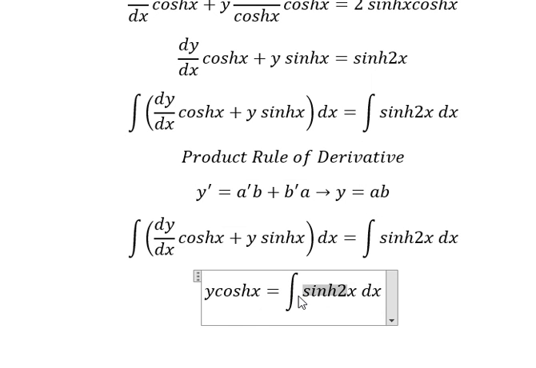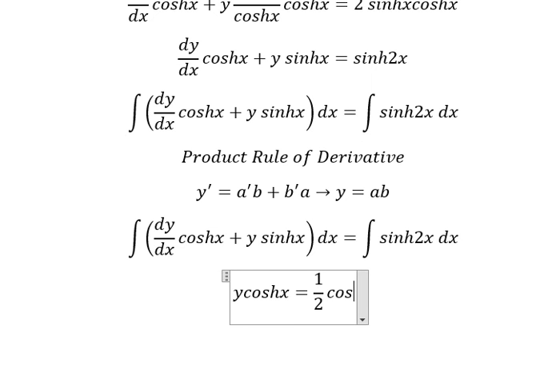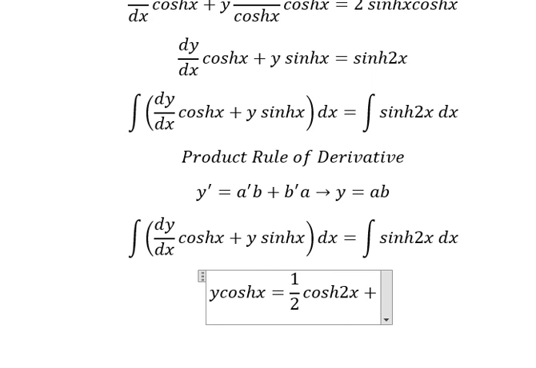So the integration of that one, we have 1 over 2 cos 2x, and I will put a plus c.